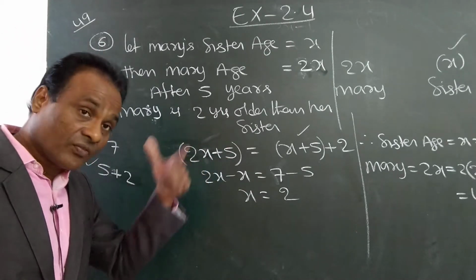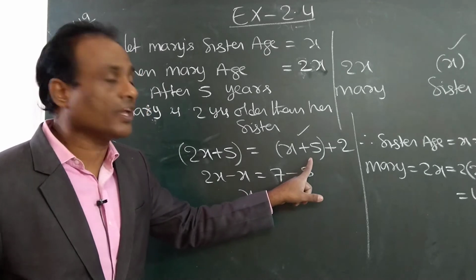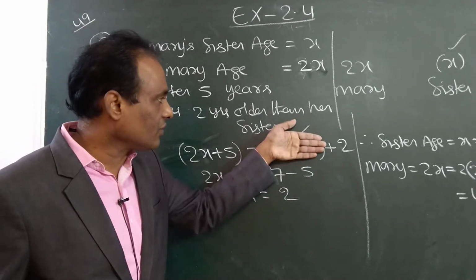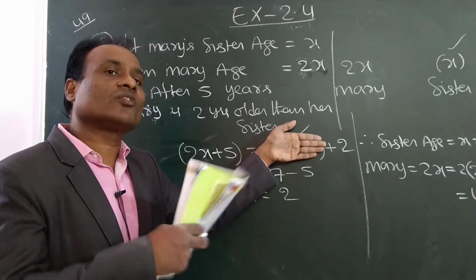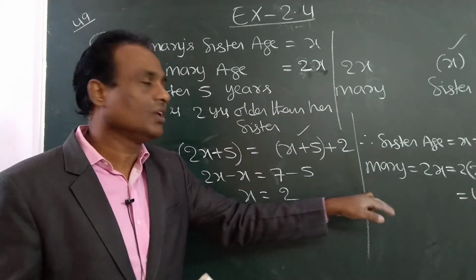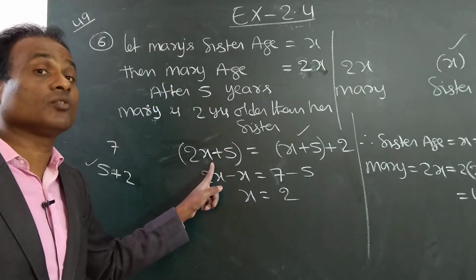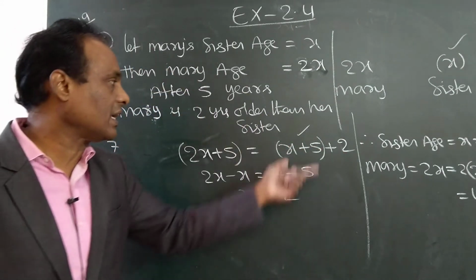But in the after 5 years, what is happening? Mary is 2 years more. 2 years more means, suppose if she is 10 years, 2 years more means 10 plus 2, 12 years. Mary will be 12 years. 2 years more. That means if we add 2 to this age, we will get Mary's age. Because she is 2 years older than this.